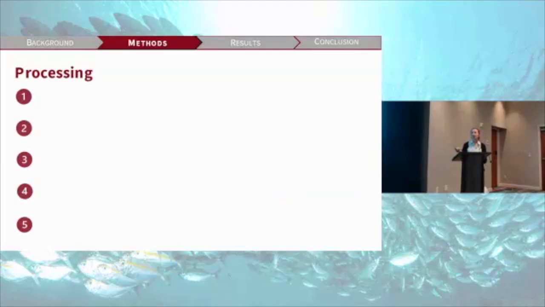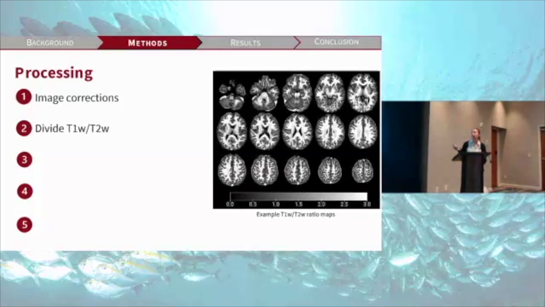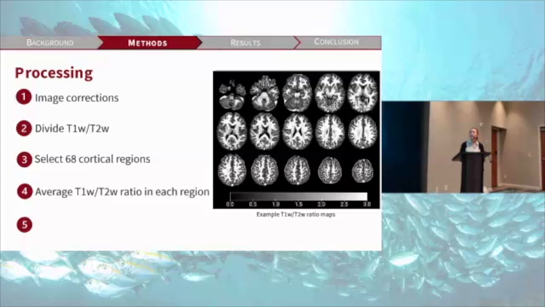In terms of processing the images, there were 5 main steps. First of all, some corrections for motion and distortions. Second of all, dividing the T1 weighted image by the T2 to form the ratio. And that allowed us to get these really beautiful images. This is an example from one of our participants of their beautiful T1-T2 ratio maps. Then for our analysis, we selected 68 cortical regions across the brain. So this is the outer surface of the brain.